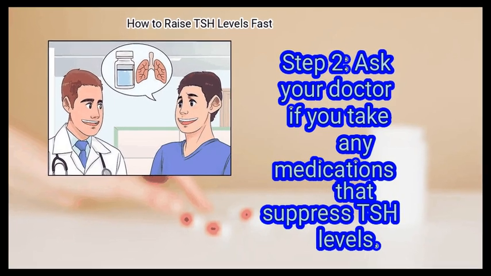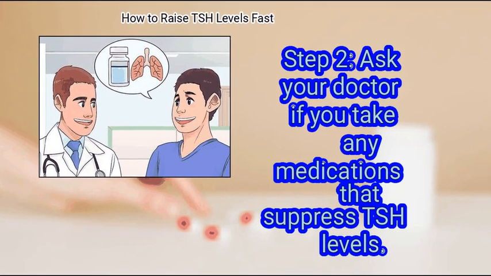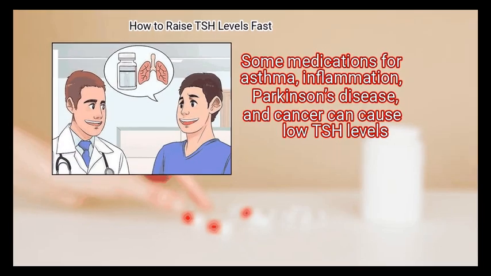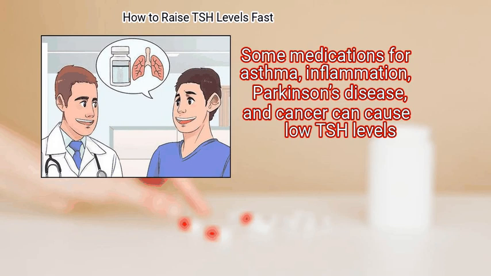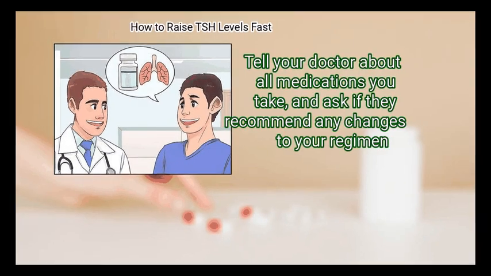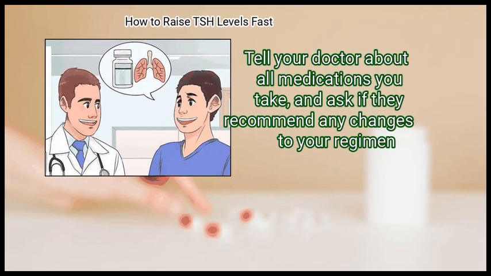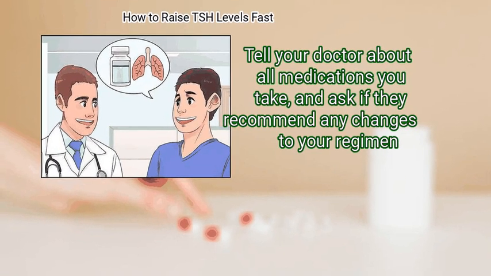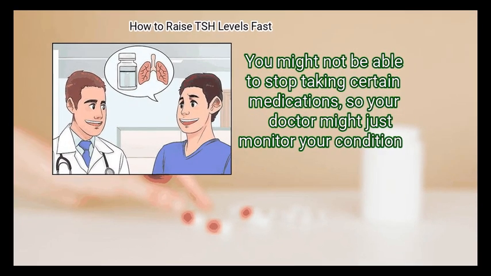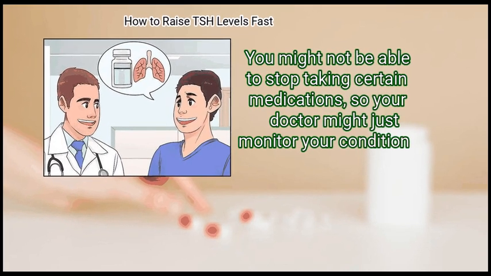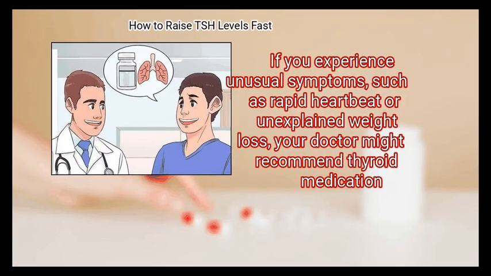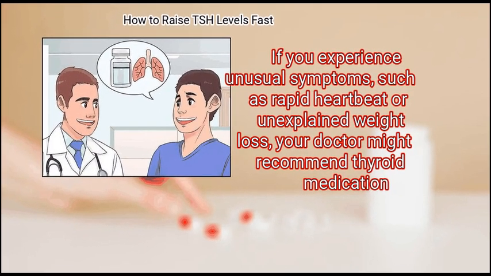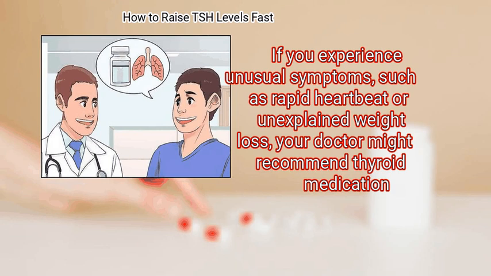Step 2. Ask your doctor if you take any medications that suppress TSH levels. Some medications for asthma, inflammation, Parkinson's disease, and cancer can cause low TSH levels. Tell your doctor about all medications you take, and ask if they recommend any changes to your regimen. You might not be able to stop taking certain medications, so your doctor might just monitor your condition. If you experience unusual symptoms, such as rapid heartbeat or unexplained weight loss, your doctor might recommend thyroid medication.